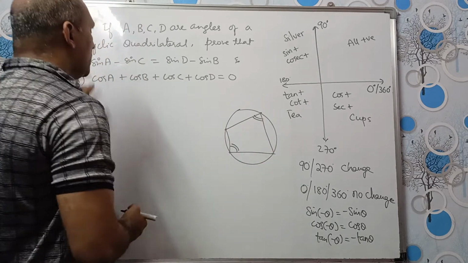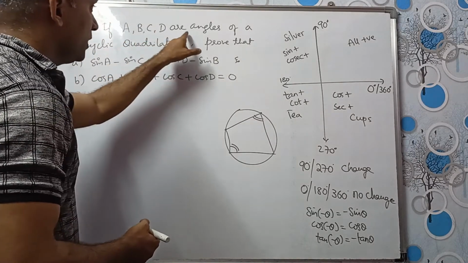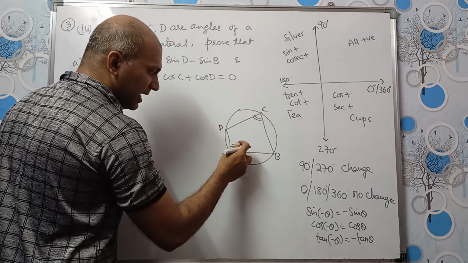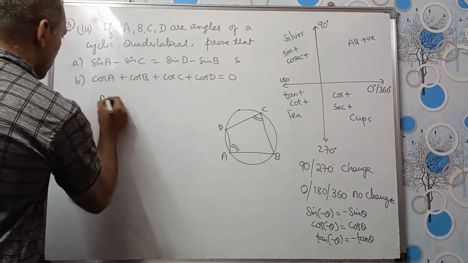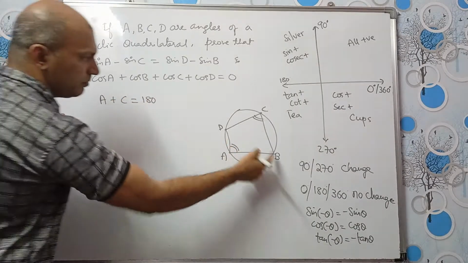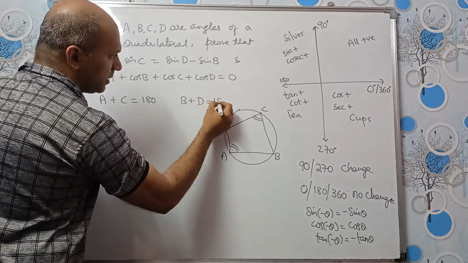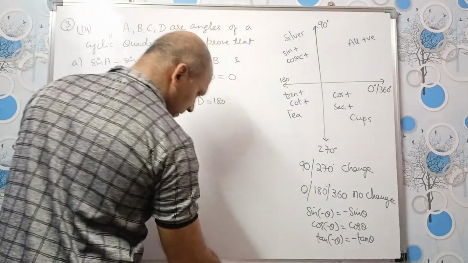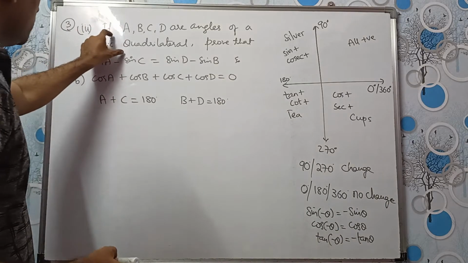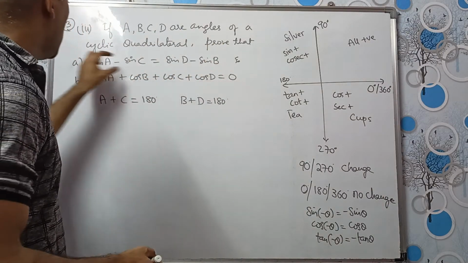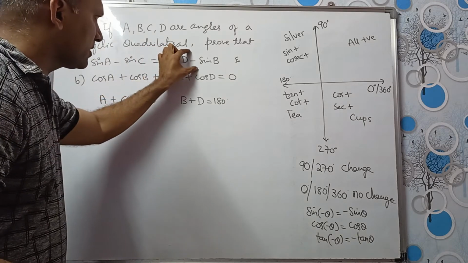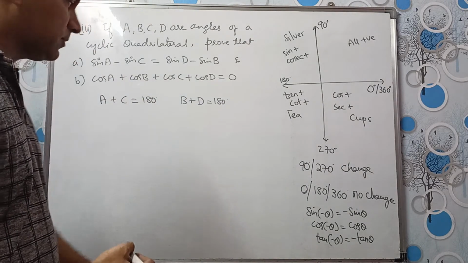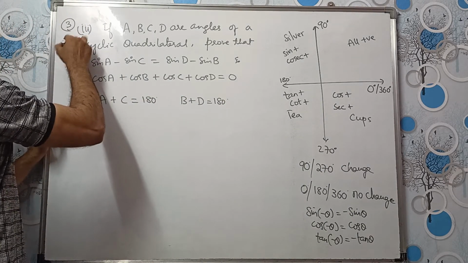ABCD are angles of a cyclic quadrilateral. If you take this as ABCD, angle A plus angle C, that is A plus C, will be 180 degrees, and B plus D will be 180 degrees. Alright, we'll use this property. So ABCD are angles of a cyclic quadrilateral. Prove that sine A minus sine C is equal to sine D minus sine B, and we need to prove the second bit, cos A plus cos B plus cos C plus cos D is equal to 0. Okay, this is also an important question.